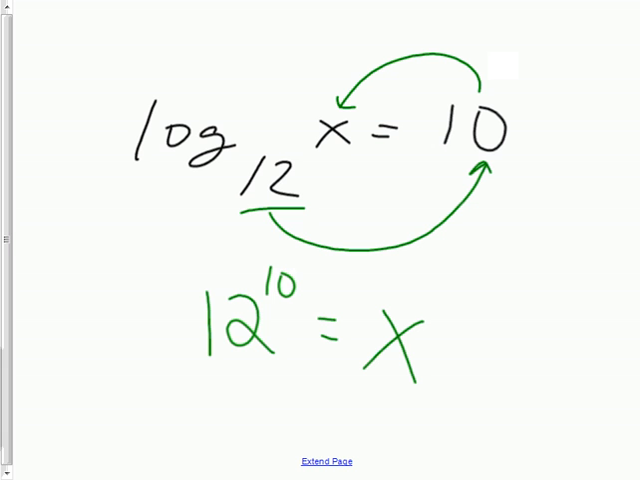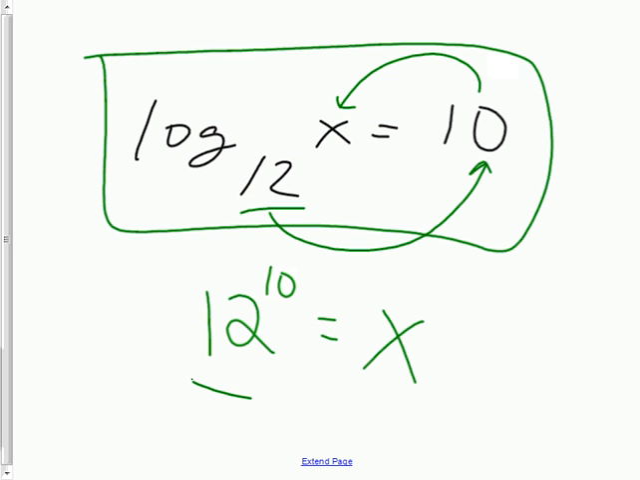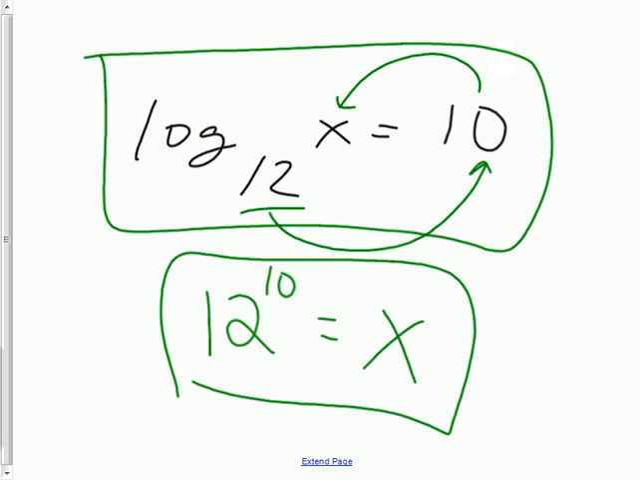This one doesn't tell you the answer. This one does tell you the answer because x is alone. It's 12 to the 10th power. It's a huge number. You use a calculator to find it, but you can find x now.